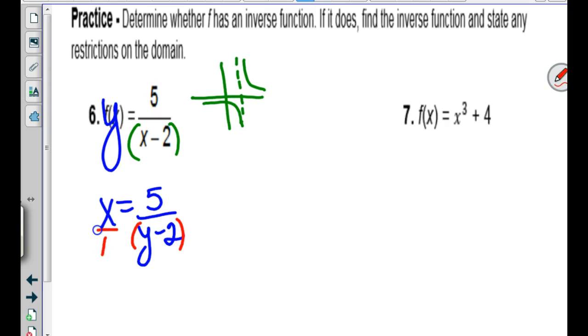Can we just kind of think of it as a cross multiply, guys? Would that be okay if I describe it that way? Which is multiplying by the reciprocal. So I'm going to do x times y minus 2, and this way would be 5 times 1.